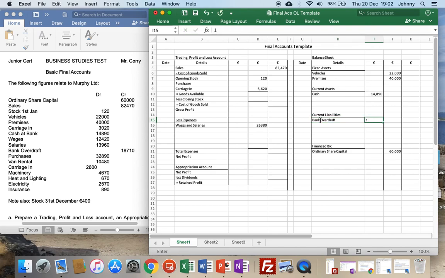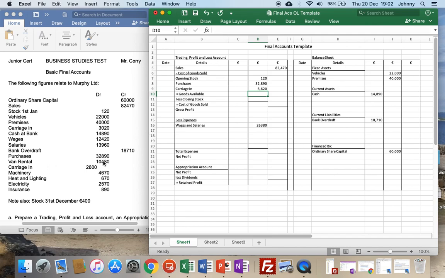And that number is 18,710. Then we've got purchases. Well, purchases is listed up here. So 32,890. Now see how by laying out the question first, it makes it easier for us to put the information in.